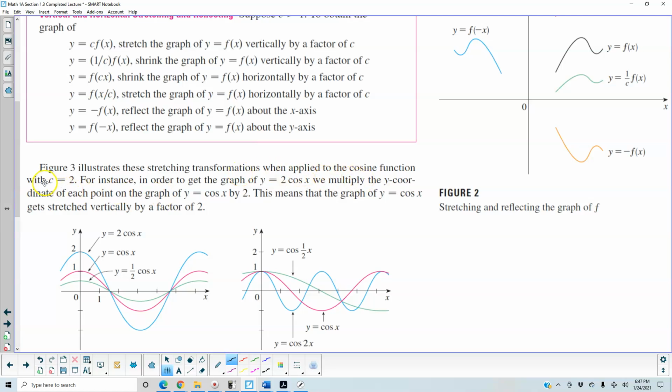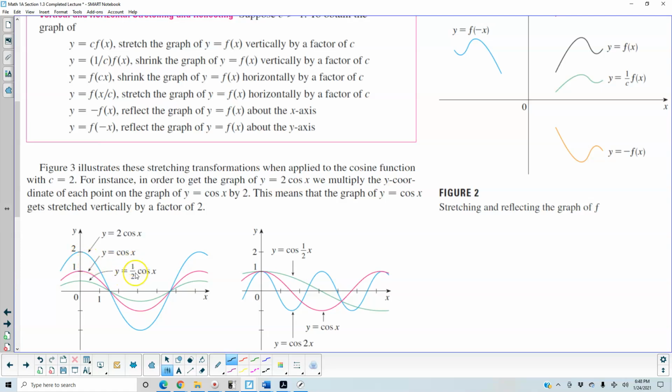when applied to the cosine function with c equal to 2. For instance, in order to get the graph of y equals 2 times the cosine of x, we multiply the y-coordinate of each point on the graph of y equals cosine of x by 2. This means that the graph of y equals cosine of x gets stretched vertically by a factor of 2. If we take a look at our regular cosine function, which is in purple, and multiply it by 2, a constant, then we're stretching it vertically. You can see that the blue graph is stretching vertically.